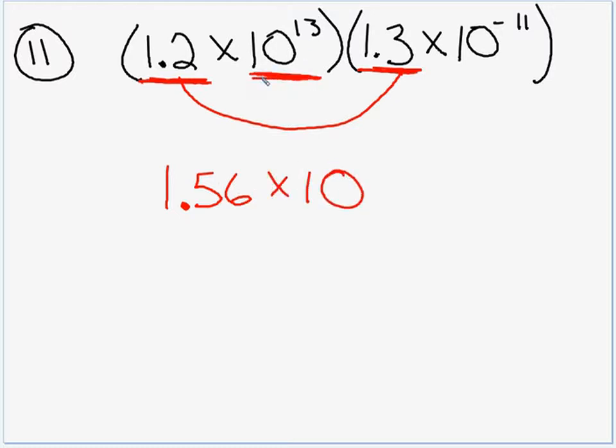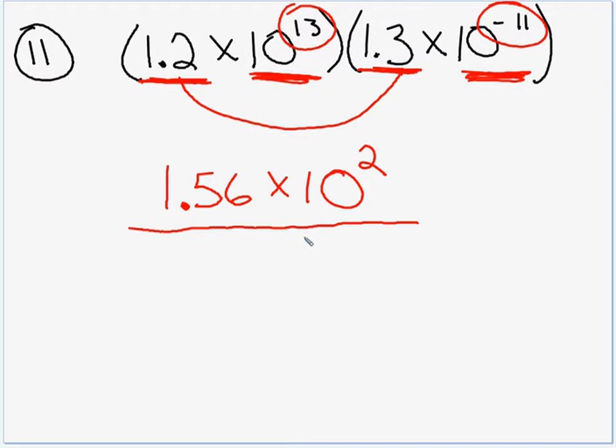And let's see, we got a 10 to the 13 times a 10 to the negative 11. So multiply bases, add like bases, add the exponents. The difference between there is going to be 2. Okay, 1.56 times 10 squared. There is your final answer in scientific notation. If we wanted to convert that into decimal notation, we'd move our decimal 2 to the right to make this number bigger. 156. And there we go.